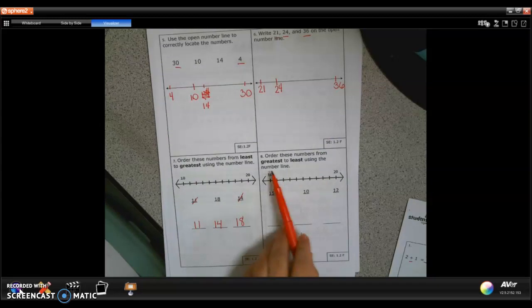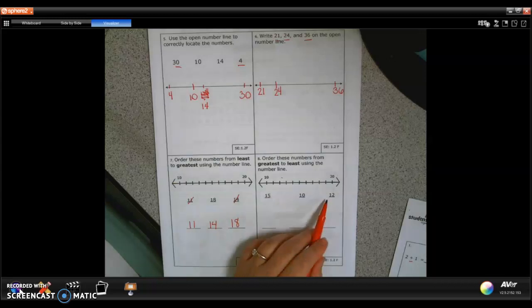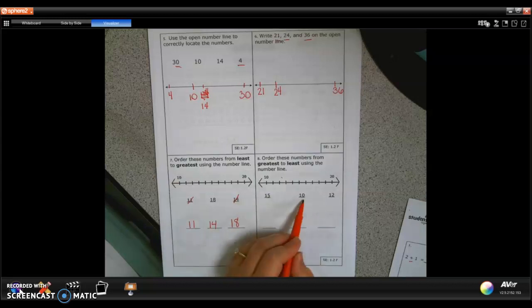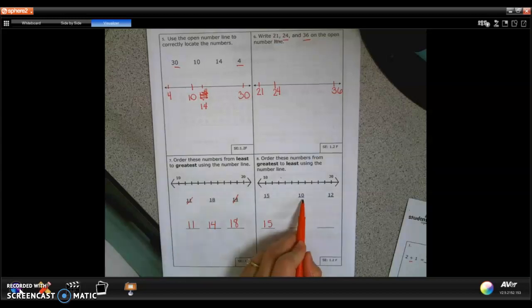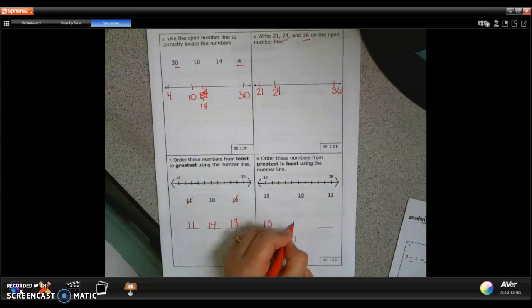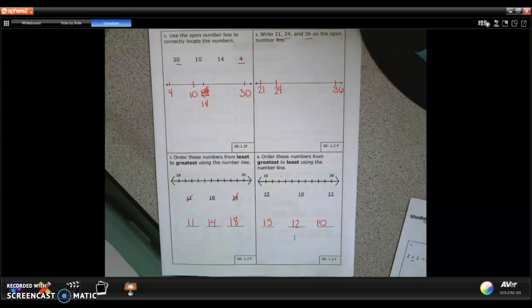Order these numbers from greatest to least using the number line. Oh, when I'm doing greatest to least, I know the largest number is going to go first, and the smallest number is going to go last. So here's my numbers, and I'm going to think, all right, what is my largest number? Well, they all have 1 group of 10. But I see 15 has 5 ones, 10 has 0, and 12 has 2. So 15 is my largest number. Then I'm looking at 0 and 2. 2 is more than 0. So 10 must be my least number.